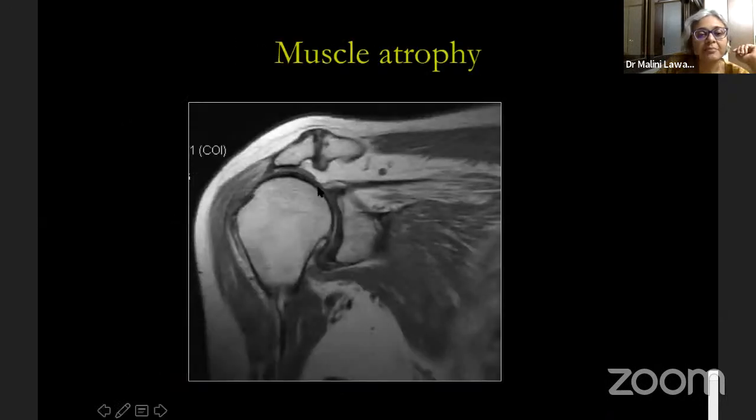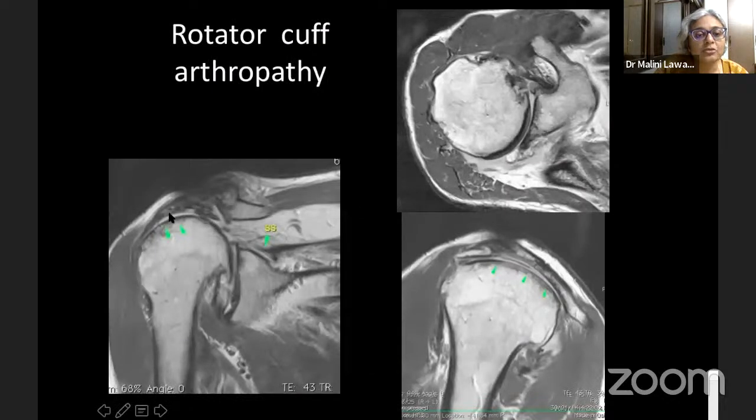Just to show you an example, I hope you can appreciate the cartilage here. This gray lining is the cartilage. Black is the cortex and this gray is the cartilage. But look at that here. There's no cartilage at all. This is rotator cuff arthropathy. And you can see how this humeral head is almost getting slightly flat.